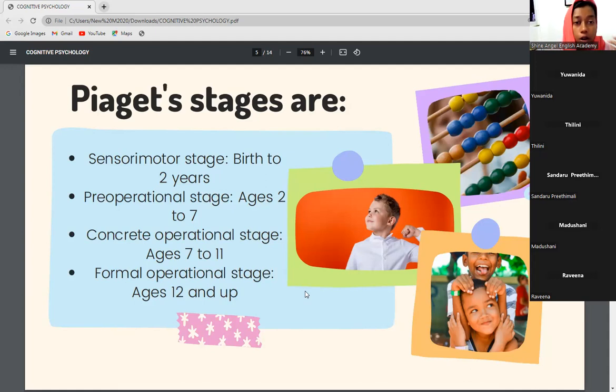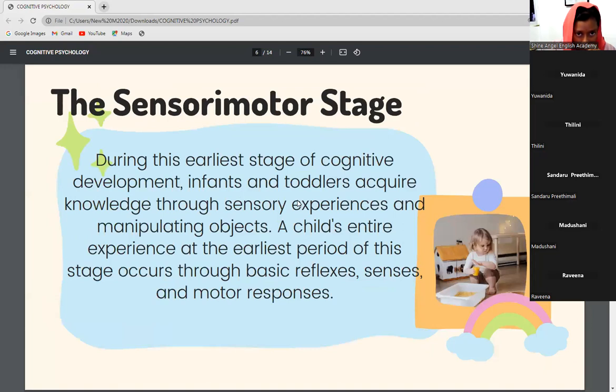How do they think? How do they move? He did research on this. He went through so many children, did some research, and came upon these four stages. Using these four stages, how do the children acquire knowledge, and how are they thinking? The thinking pattern and the understanding pattern. That is what he understood, and he came upon these four things.